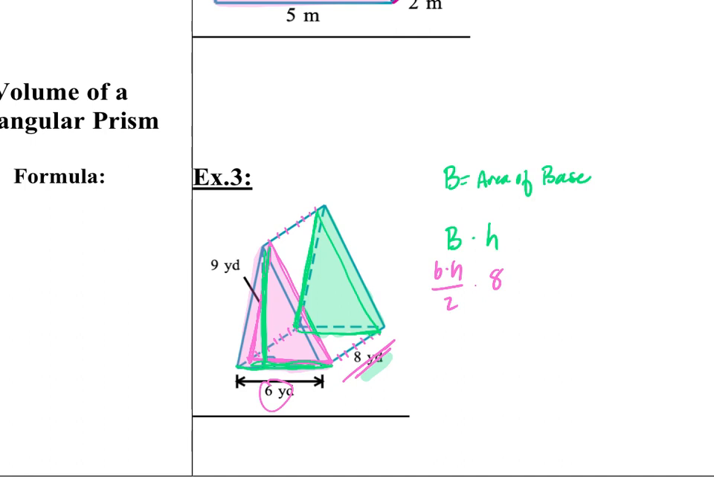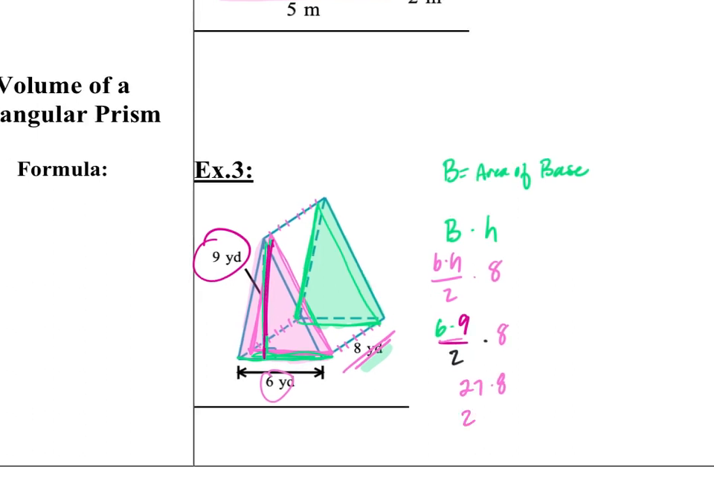Then if we look, we have 6 as our base. So we're going to have 6 times 9, the height of our triangle, divided by 2. Times the 8, which is how many layers we have. So this is 54, so that's 27 times 8, which is 216. So we have 216 yards cubed. That's the volume.